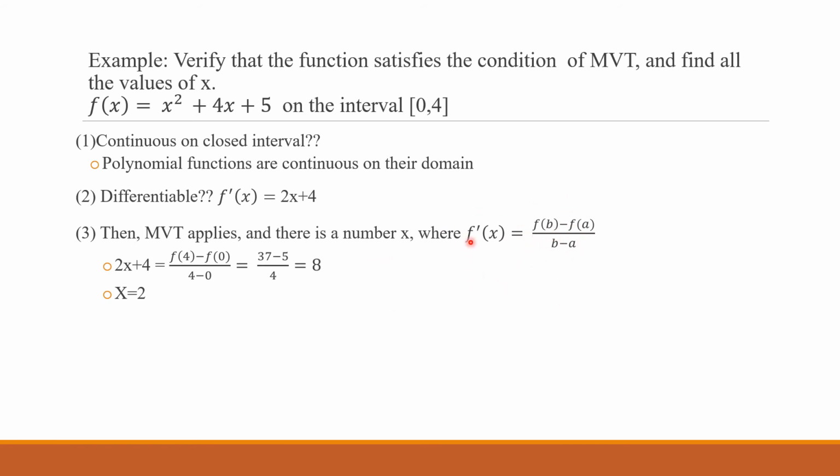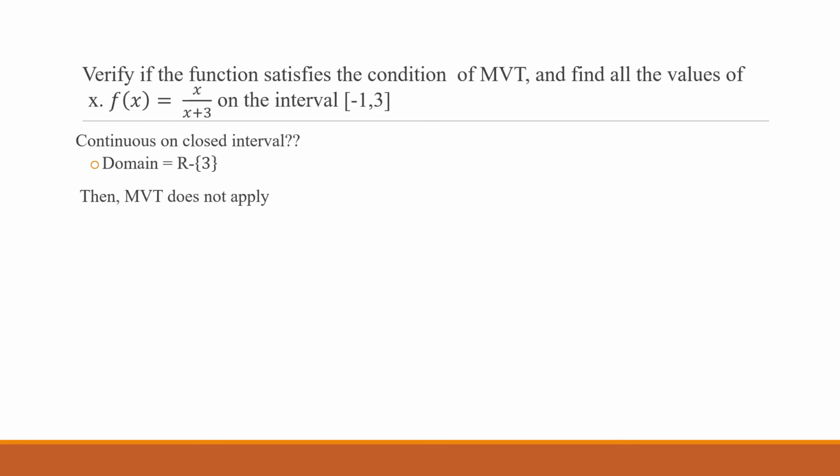So I did the equation f dash of x equals f of b minus f of a over b minus a. I substituted and I found x equals 2. I need to check that this is still in the interval. Yes, so this is the value.